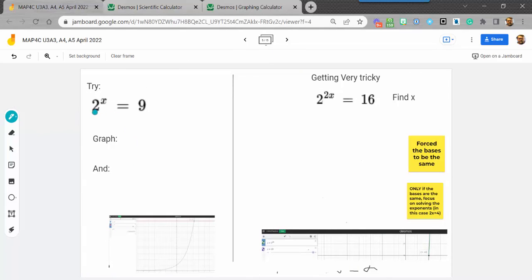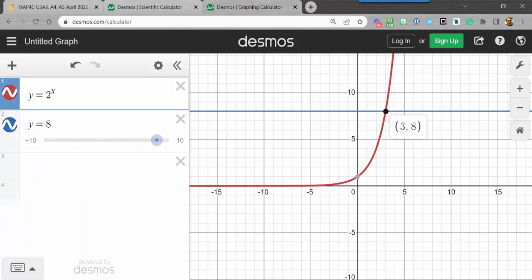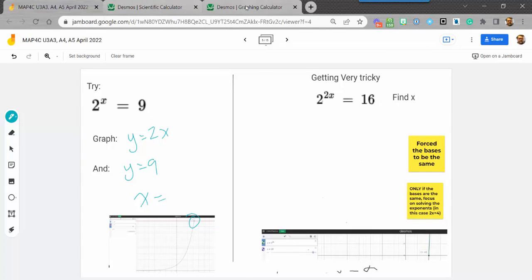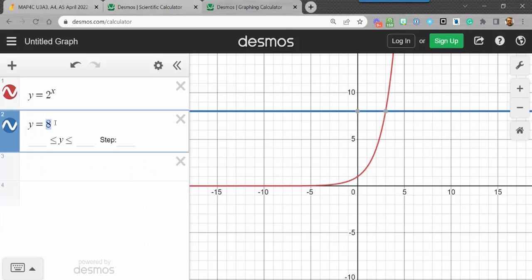So what if I tried y equals 2 to the x and y equals 9? I'm going to graph y equals 2 to the x, and I'm going to graph y equals 9. Where they intersect is going to tell me x equals something. So 2 to the something equals 9. So let's try it. y equals 2 to the x, and y equals, instead of 8, we're going to say y equals 9.